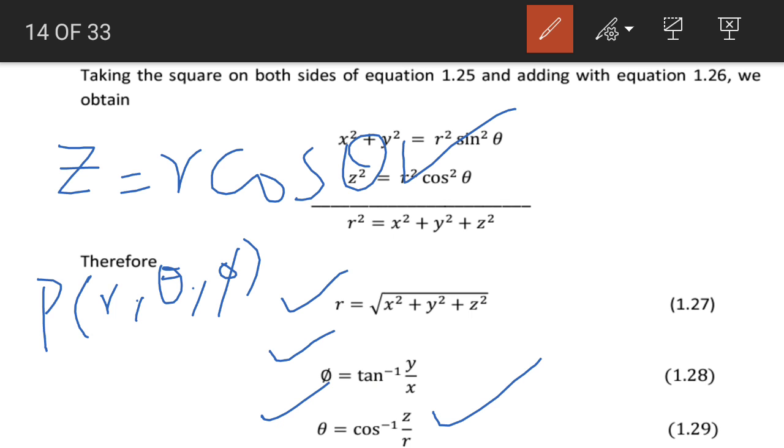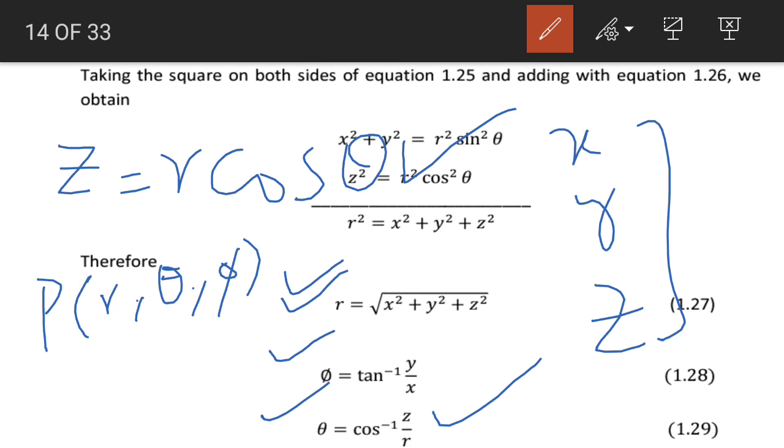So this is how we transform a point from the rectangular coordinate system into the spherical coordinate system, and from the spherical coordinate system into the rectangular coordinate system. If you want to represent the same point in the rectangular coordinate system, you need to know the x, y, and z coordinates of this point. And if you want to represent the same point in the spherical coordinate system, then you need to know r, theta, and phi of this point, and you know how to calculate r, theta, and phi in terms of x, y, z.